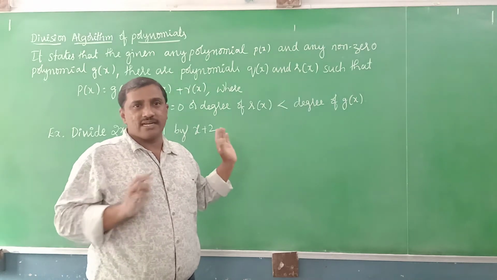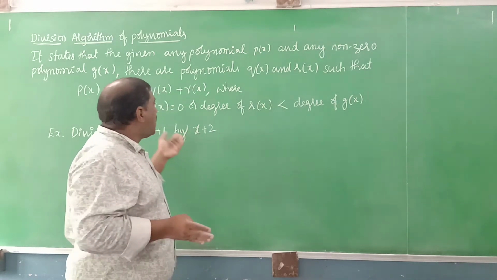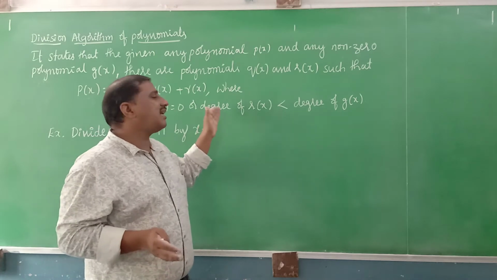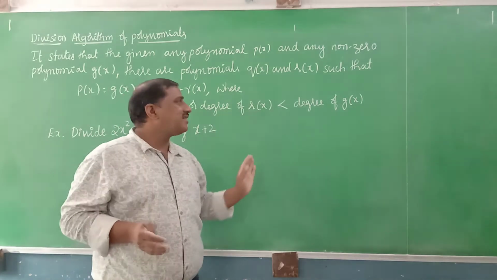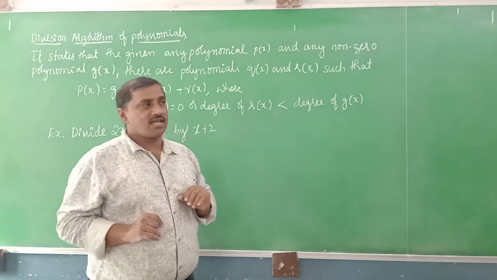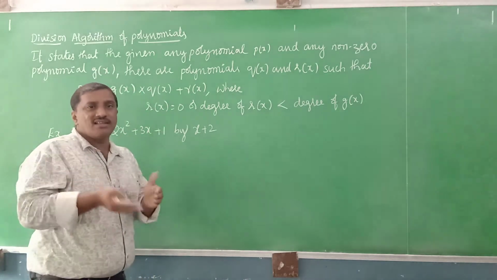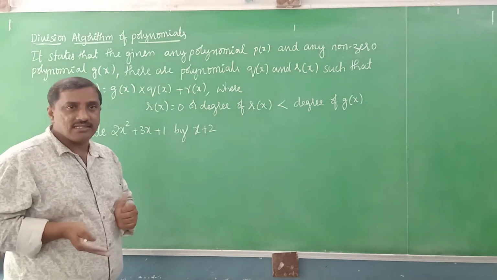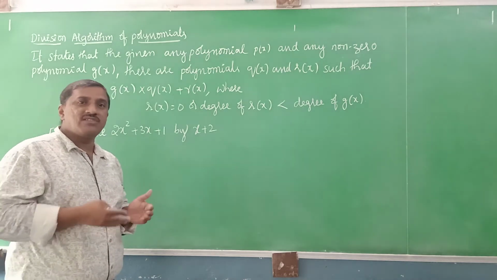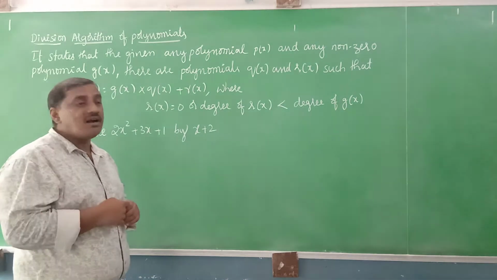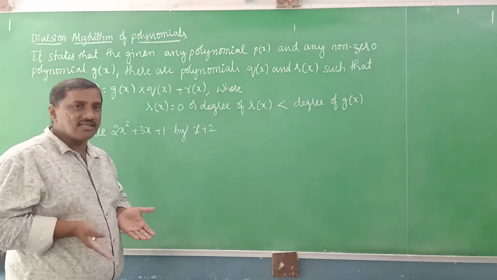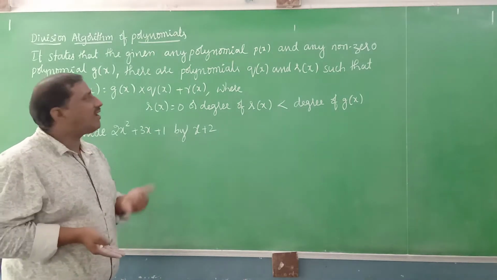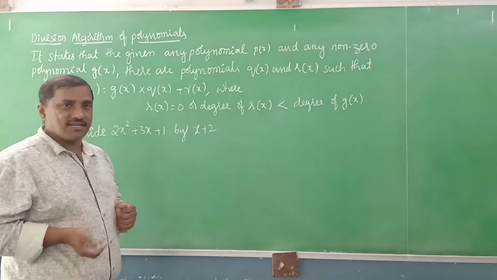So two cases: the remainder may be 0, or if the remainder is not equal to 0, the degree of r of x should be less than the degree of g of x. If the remainder is 0, what do we call the divisors? We call the divisors factors. What are factors? The numbers which leave remainder 0 on division are known as factors. If we get remainder 0, we call the divisors factors.